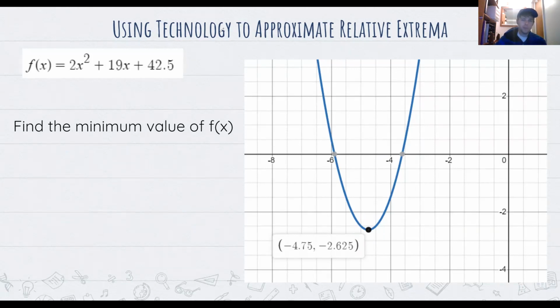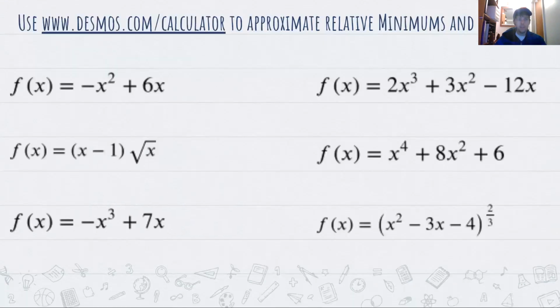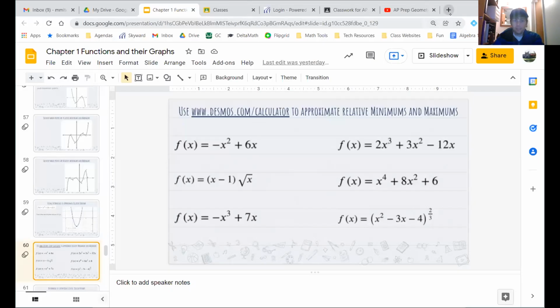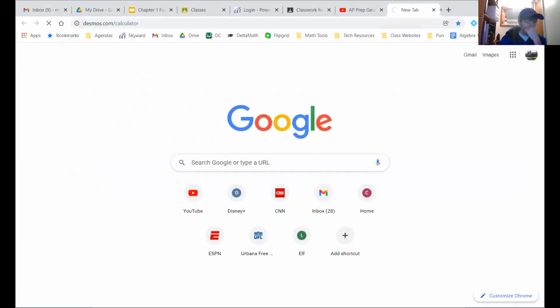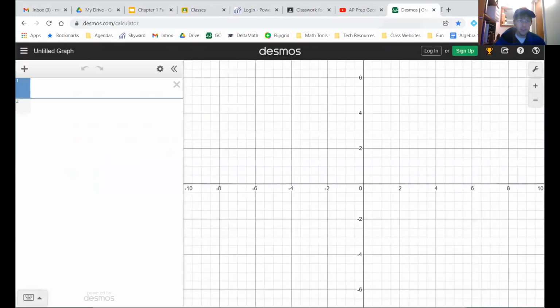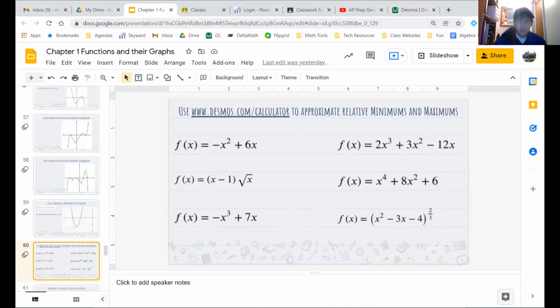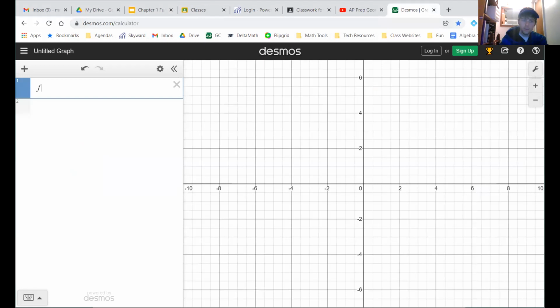Anyway, we'll take a look at some graphs on Desmos here in just a minute. So here we go. Let's go ahead and type these equations into Desmos and try to identify their minimums and maximums. I'm actually just going to do a couple of them, and then I think we'll get the point here. So let's go to Desmos. All right, I'm covering a little too much of my screen here. Okay, so negative x squared plus 6x. So f of x equals negative x squared plus 6x.